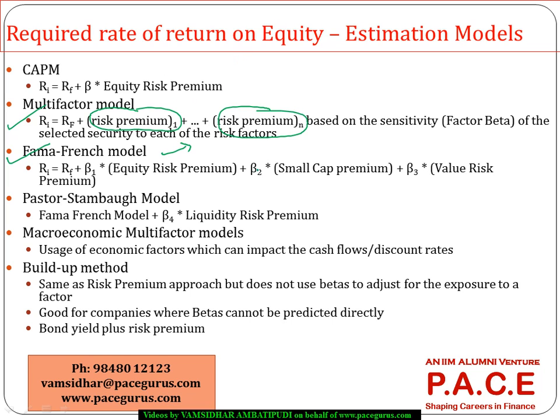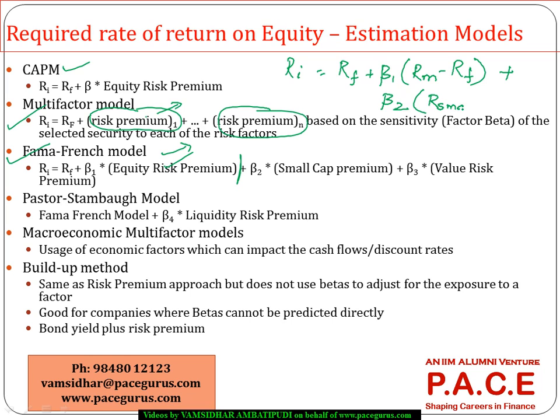and came up with only three different kinds of risk premiums. One being the equity risk premium, which is the same as the CAPM kind of a model. So R_i, they said, is R_F plus beta 1 times (R_M minus R_F). So this is a simple CAPM kind of an approach, but to this they have added two more things. Small cap premium.